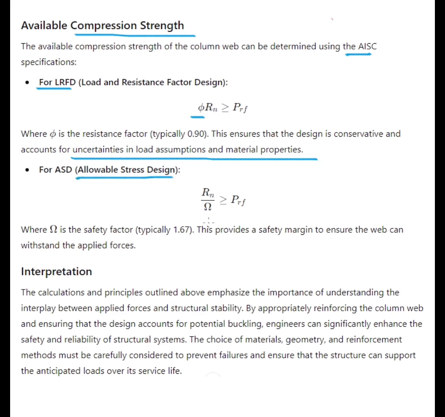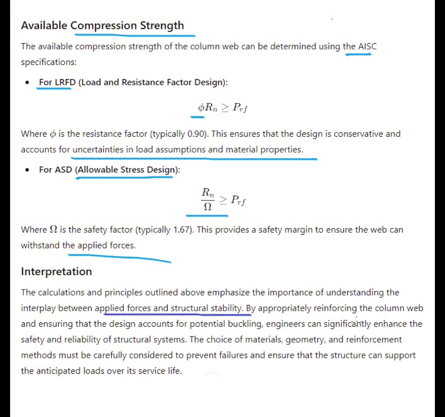In allowable stress design, omega is the safety factor that usually equals 1.67. This provides a safety margin to ensure the web can withstand the applied forces. Interpretation. The calculation and principles outlined above emphasize the importance of understanding the interplay between the applied forces and structural stability. There is an interplay between the applied forces and structural stability. If the applied forces are higher, it can cause increased risk to structural stability.